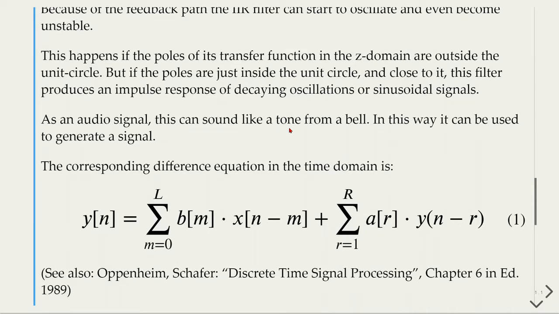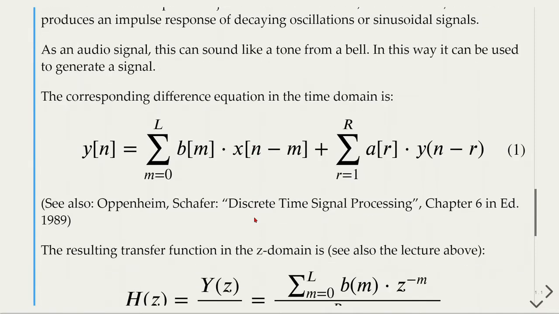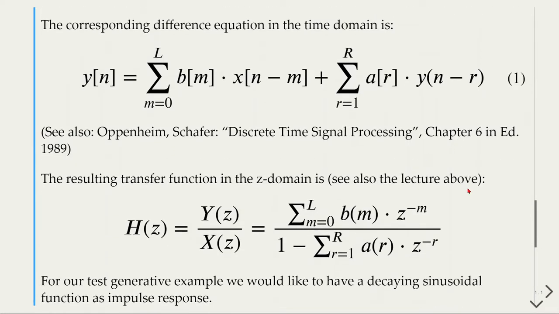So the corresponding difference equation in the time domain is given here by this equation 1, and we have our output, we have our input, we have our B coefficients, and we have our A coefficients. You can also take a look at the book by Oppenheim, Discrete-Time Signal Processing, chapter 6 from the 1989 edition.